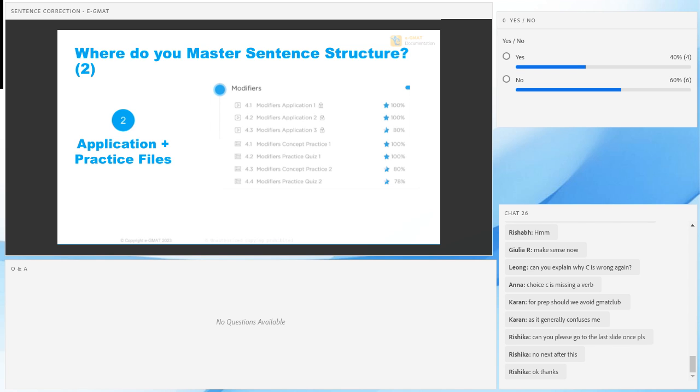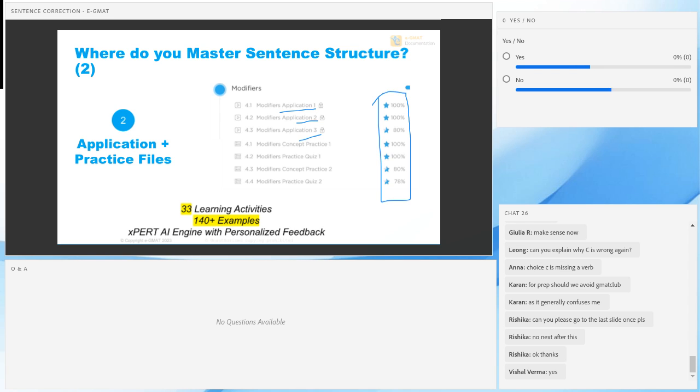And then you continue to do that. I've been talking about these application files, right? You continue to build that skill across all the 10 modules of sentence correction. So, 33 learning activities, 140 examples. And for each one, you get personalized feedback right after you attempt the file. How many of e-GMAT students focus on getting at least 80% in every file?